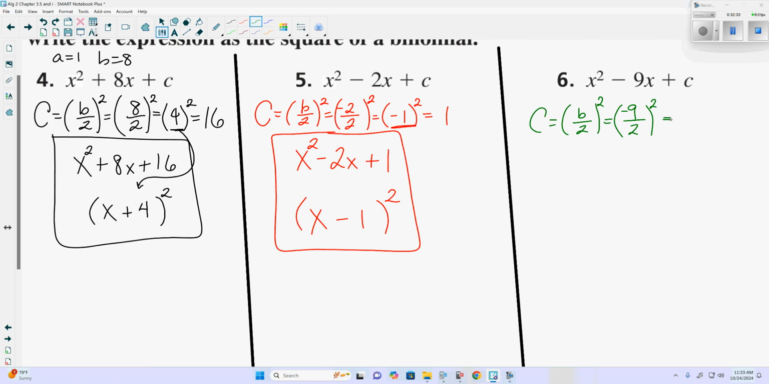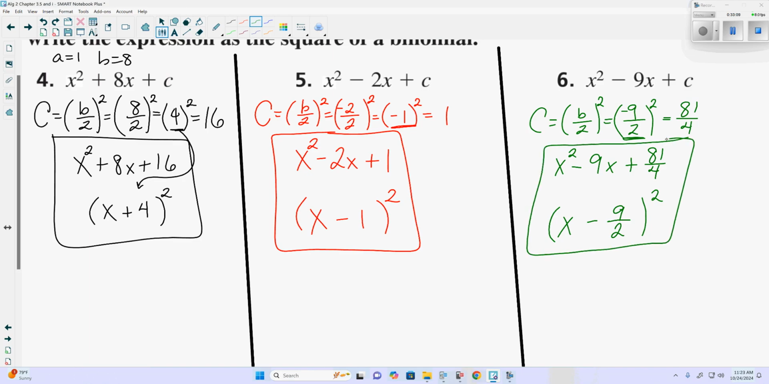We're going to square it, which is going to give us 81 over 4. So we have x squared minus 9x plus 81 over 4. So our quadratic, our perfect square trinomial, and then we get this here. And since negative 9/2 was inside the parentheses before we squared it, it factors to x minus 9/2 squared.